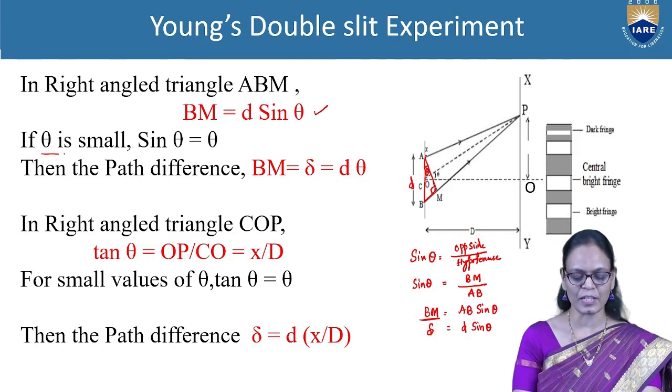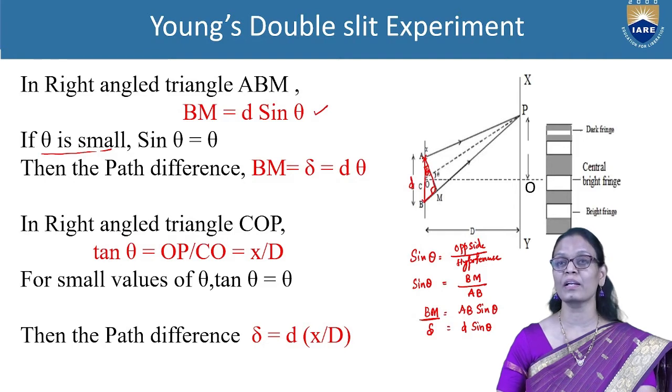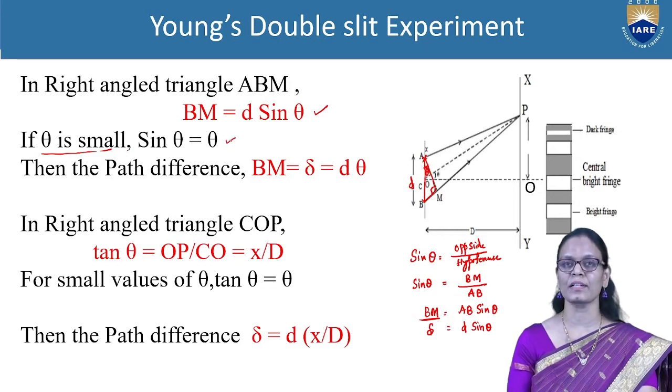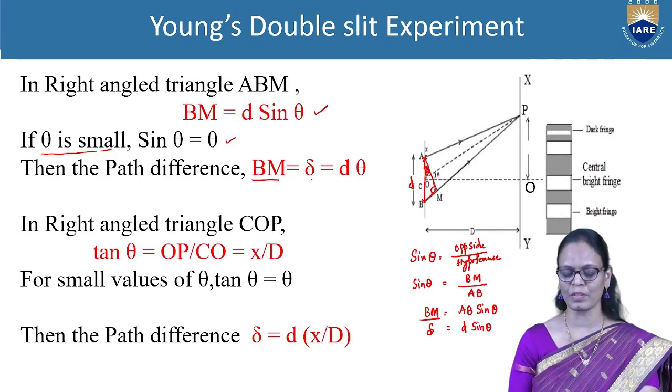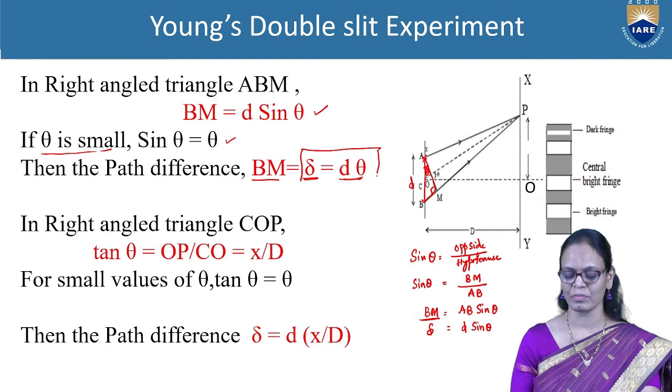And if theta is very small, theta is naturally small because these two slits are very close to each other. So this value of theta is very, very small. So when theta is small, sine theta is equal to theta. So we are going to substitute theta for sine theta. So BM will be simply equal to d theta. BM is nothing but the path difference delta. So delta is equal to d theta.